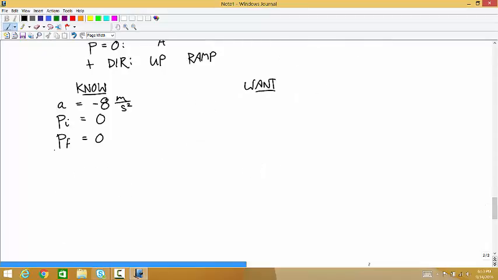Do we know the initial velocity? Yes. Initial velocity is 5 meters per second. That's given in the problem. And then do we know the final velocity? No, that's what we want. And the equation that works with this is 2a times the quantity pf minus p initial is equal to vf squared minus v initial squared.